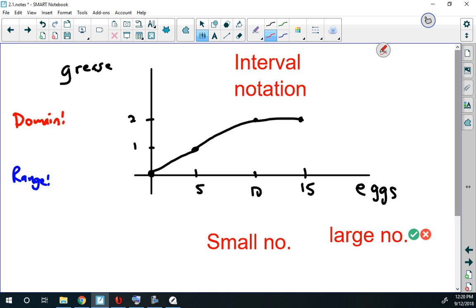Now, what do you think would separate the large number from the small number? Something's got to separate them. A comma. So we put a comma in the middle.